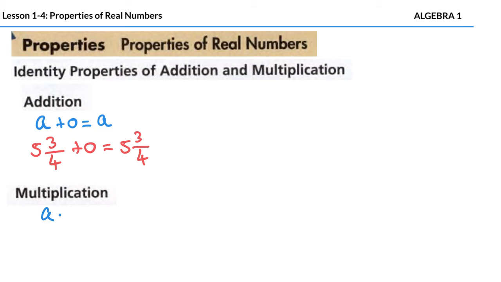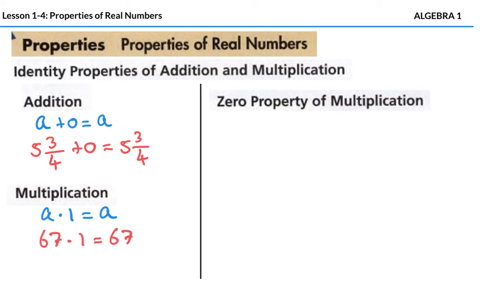So, a times 1 will always be same as a. Example can be 67, whatever the number is, times 1 will be 67. Great. So, let us look further now.